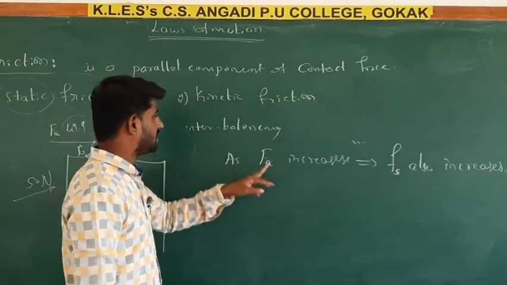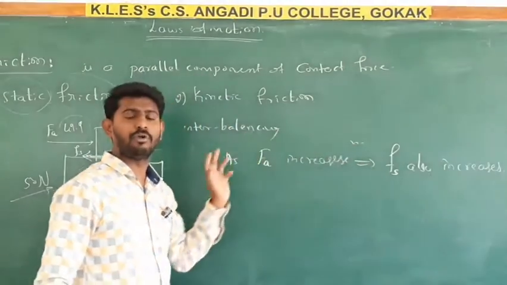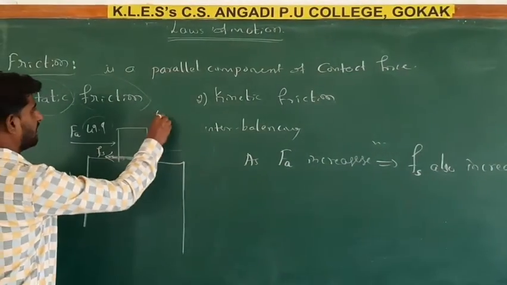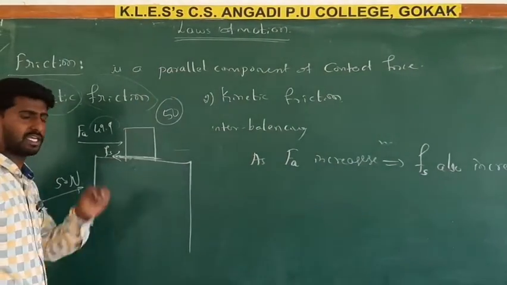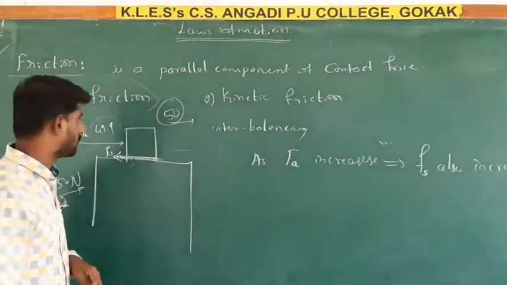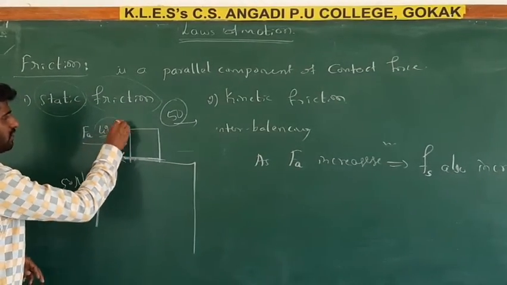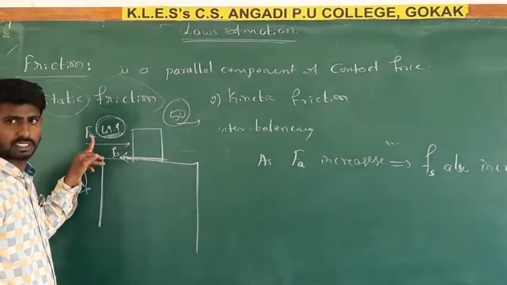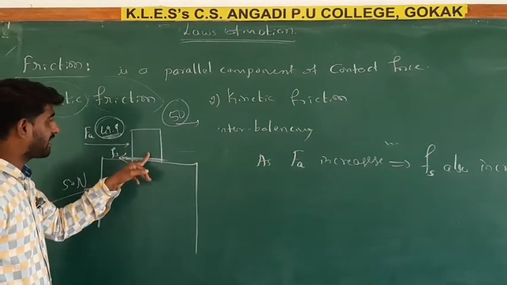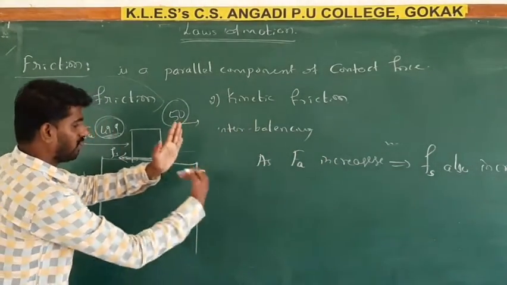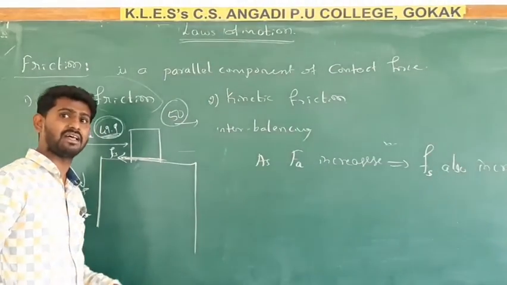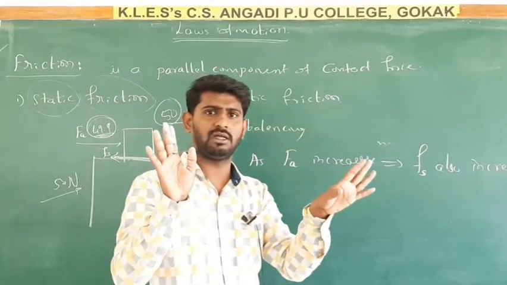So up to what value will there be static friction? Up to a particular value of applied force there will be static friction. Like, I take 50 as the critical value. As soon as 50 comes, the body starts to move. So 49.99 is the last value of applied force, the maximum value of applied force. If you cross this, it starts to move in this direction even though there is friction. Then the static friction goes away, right?